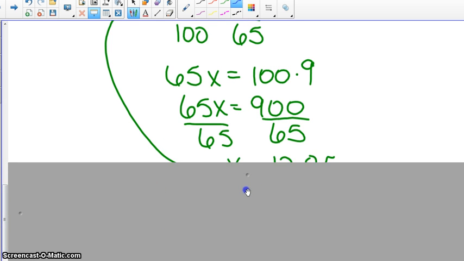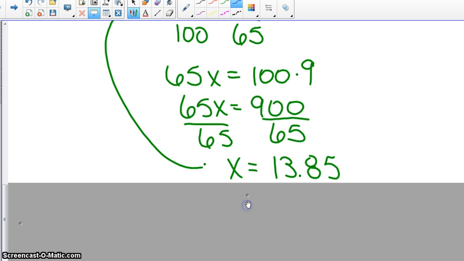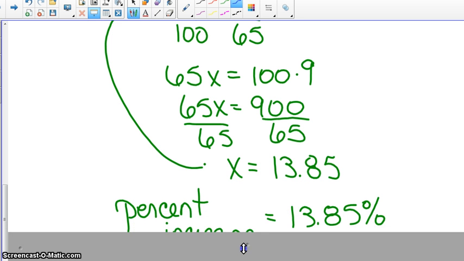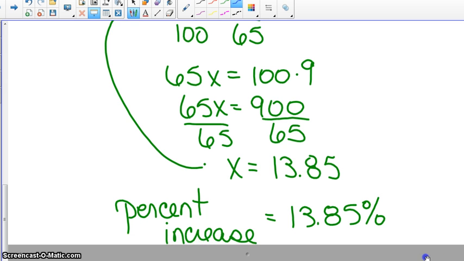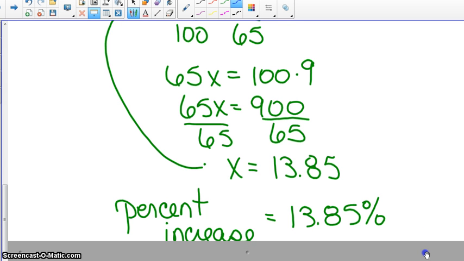So the percent change in decimal form is 13.85. Okay, so that will be in percentage. I don't have to change that to a percent. That is the percent. Percent increase is 13.85%. Got it? Great.